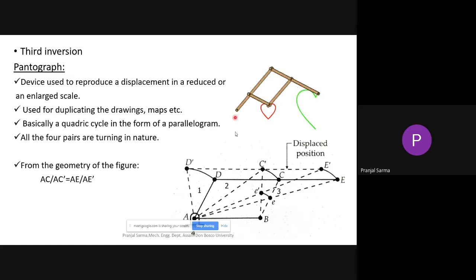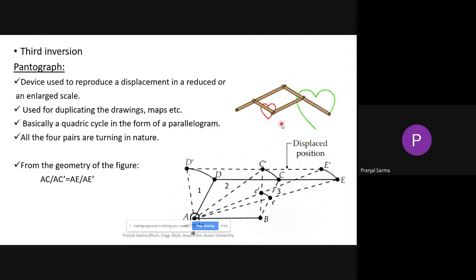You can see in this particular figure, in the GIF, how it is duplicating this particular heart shape. Some of you might be very interested because it is reproducing this heart shape. But apart from this particular shape, any kind of drawing, any map, etc., this pantograph mechanism can reduce or enlarge the scale and duplicate it. Basically, this particular portion is guided through the desired diagram or drawing that you want to duplicate, and at this particular portion you have the tracing point.